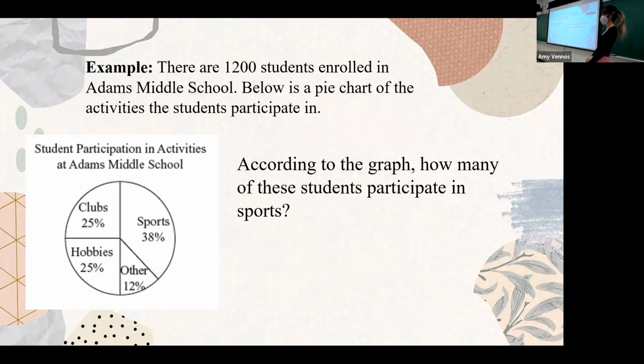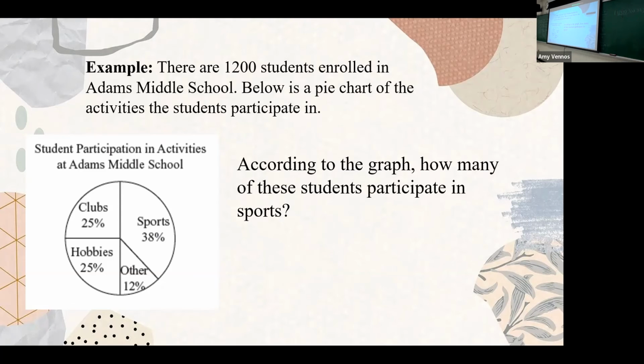Anyone have a hunch on how to solve this? Emma K. Emma S. Yes. 1,200 divided by 38. Really close. So you recognize that you have to take 1,200 and somehow divide it up into each of the different categories. And dividing by 38 is a good idea. I see another hand up. Did you have an idea? Yeah, it's 1,200 times 0.38. Yeah.